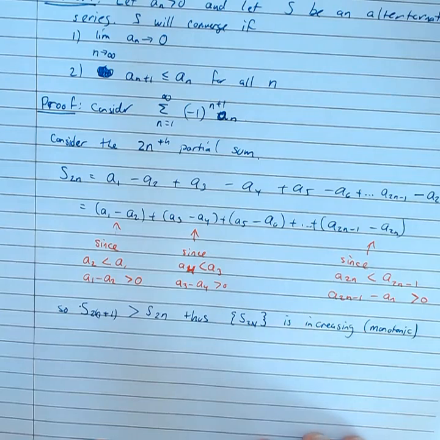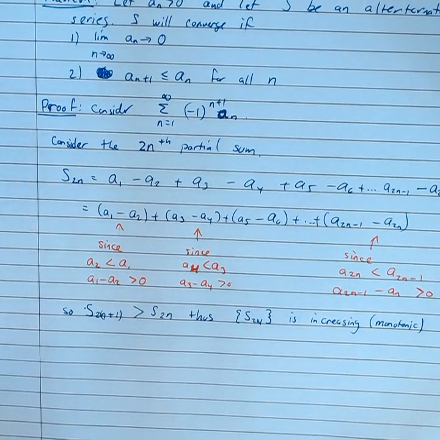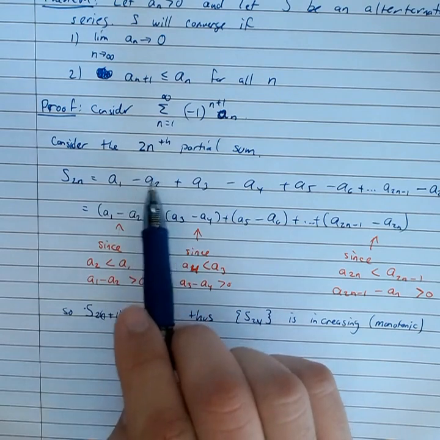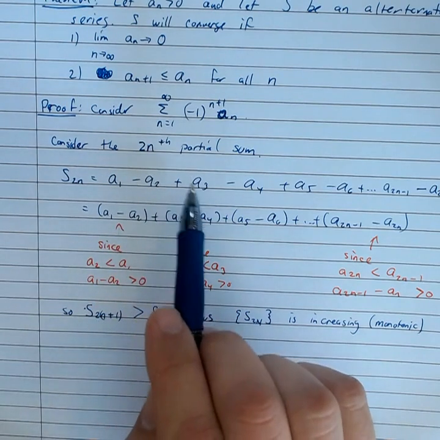At this point, you may see where we're going with this. We've shown it's monotonic. If we can now show that it's bounded, well, then it's bounded and monotonic, and therefore must converge. All right, so let's go ahead and look at the second part. So now let's go back to our partial sums. And here, I started off by grouping this one with that one, and then this one with that one.